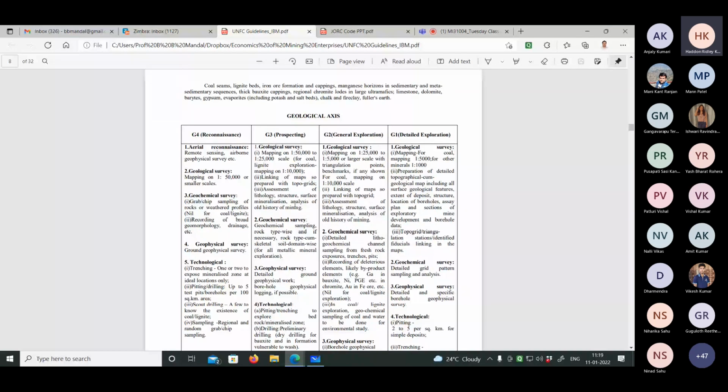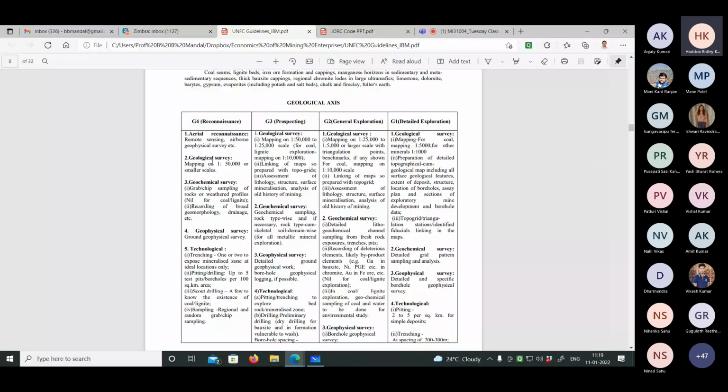And as you go ahead towards G1, see, from 1 is to 50,000, now we have 1 is to 5,000, or for other minerals, for coal, you need 5,000 because coal does not have much complications in mapping. But for minerals where you need more information about the formation, you have 1 is to 1,000 only. That means 1 kilometer represented by 1 meter. That is much more detailed here.